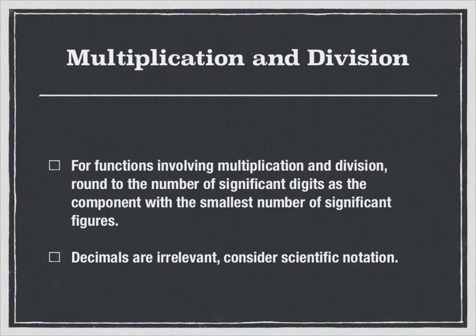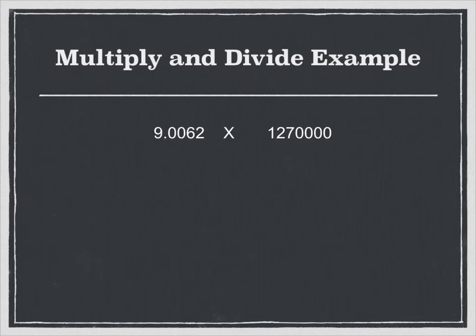Unfortunately, the rule is different with multiplication and division, though not really difficult. For functions involving multiplication and division, round to the number of significant digits as the component with the smallest number of significant figures. In this case, in multiplication and division, the number of decimal places is irrelevant. So consider using scientific notation if you've got a large number that has extra zeros. And I'll show you what I mean.